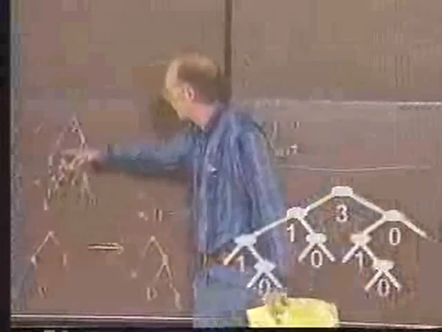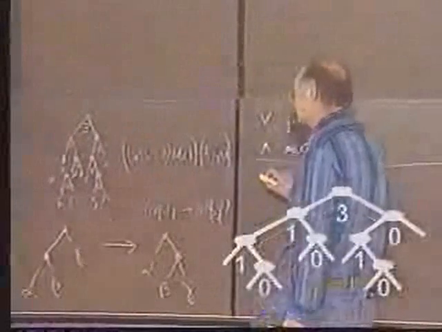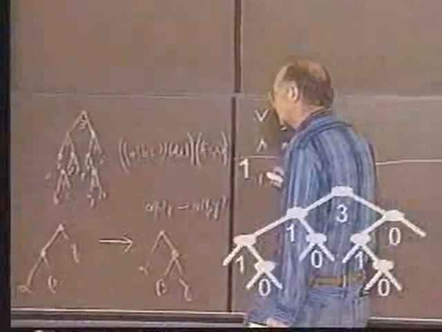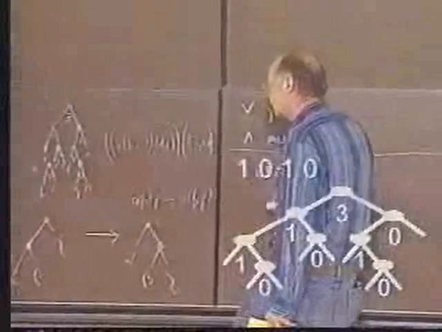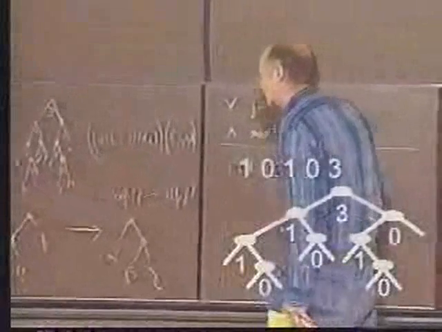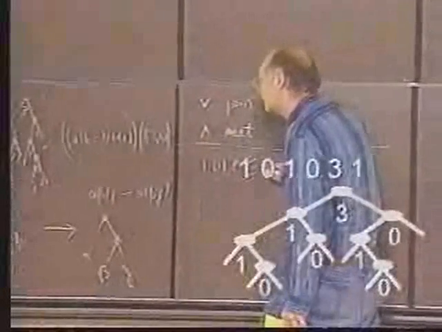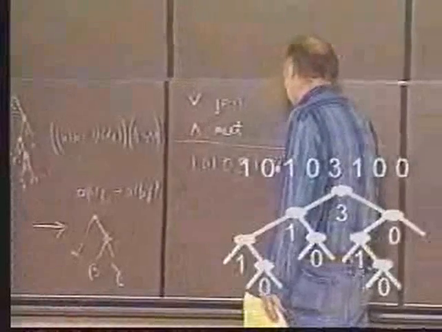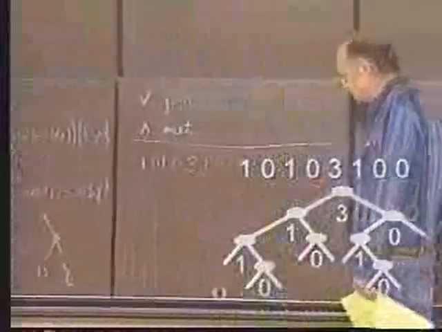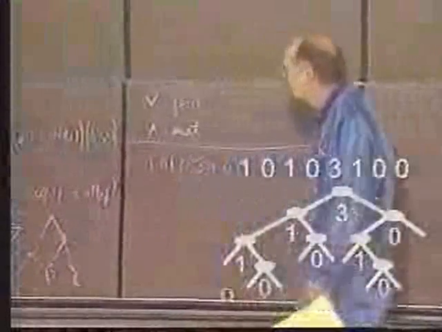Now, the encoding for that tree: we read off these numbers in the symmetric order from left to right. So that would be 1, 0, 1, 0, 3, 1, 0, 0. Should be 8. If there's n nodes, there's going to be n numbers here. And so here they are, the right subtree sizes.